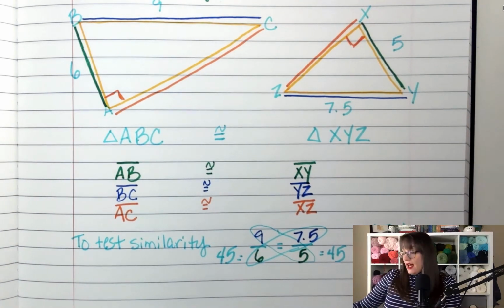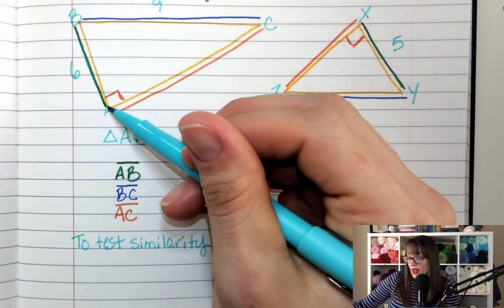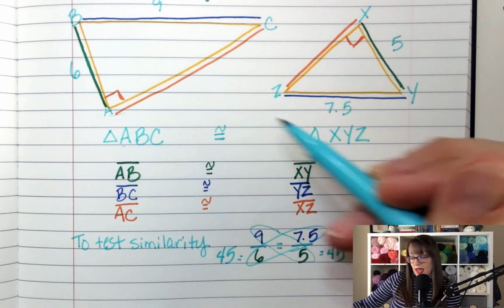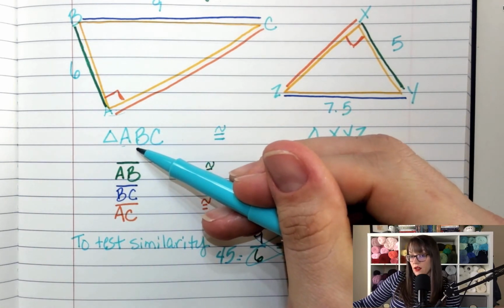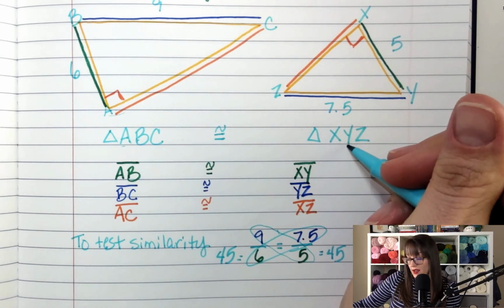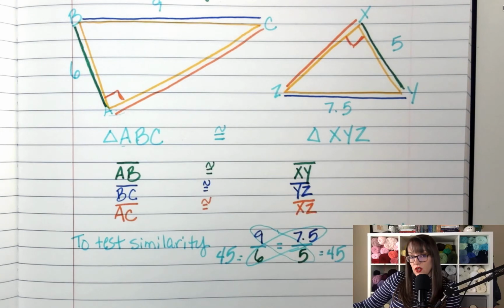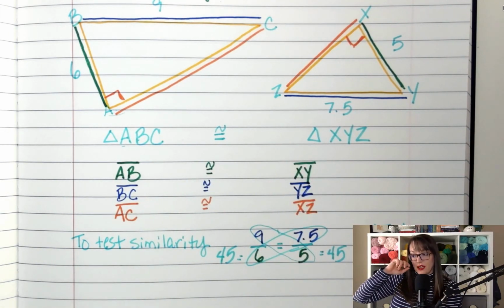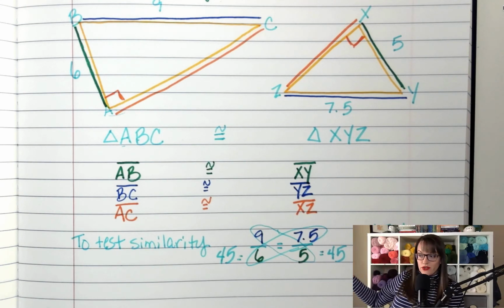Okay, angle-wise, angle A goes with angle X. Angle B goes with angle Y. Angle C goes with angle Z. That's all you really need to know about the angles. The way that they're written is the way that they match. They'll give you the angle measures, and you just have to match them up.